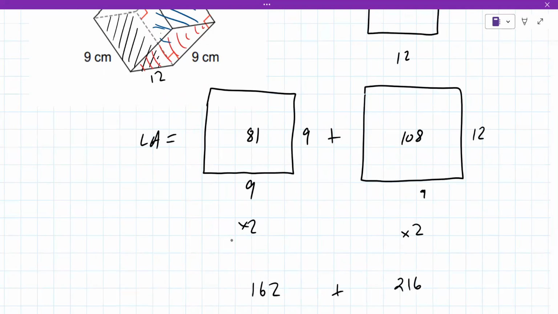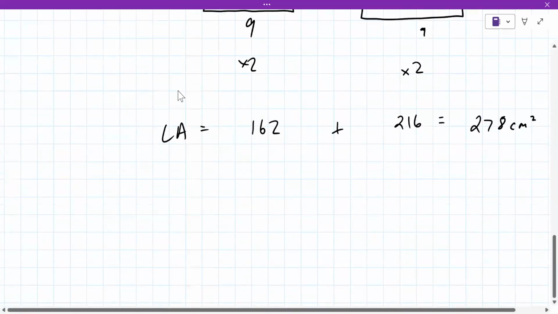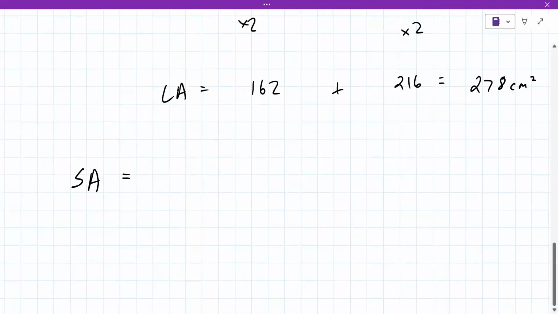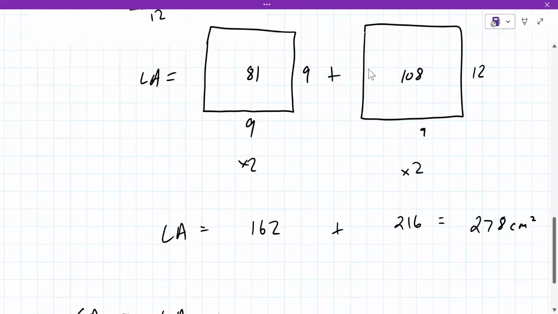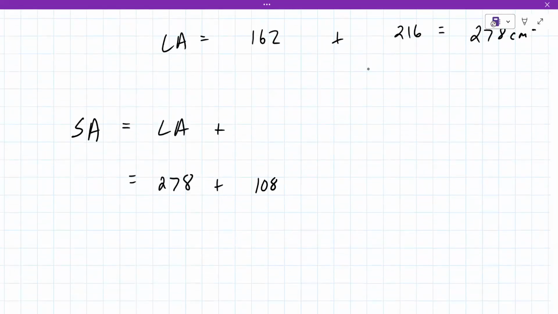Good. And then units, what are units of area? Centimeters squared. Some courses, they ding you on that. They emphasize units as much as the answer. So now for the surface area, you always take the lateral area, that number you just calculated, 378, plus the base. So the base in this problem is that 108, but you have two of them.